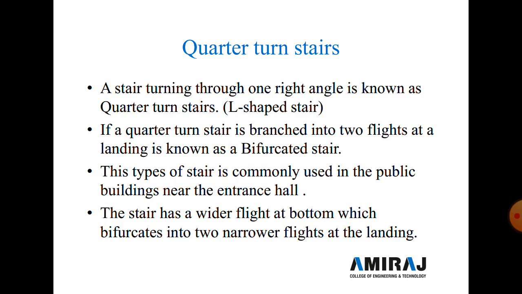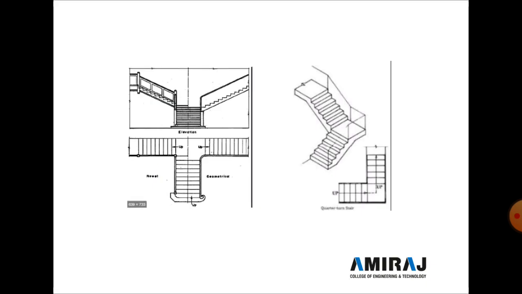Now the second type of stair is the quarter turn stair. A stair turning through one right angle is known as a quarter turn stair, like an L-shaped stair. If a quarter turn stair is branched into two flight stairs at a landing, it is known as a bifurcated stair. These types of stairs are commonly used in public buildings like a central hall. The stair has a wider flight at the bottom which bifurcates into two narrow flight stairs at a landing.